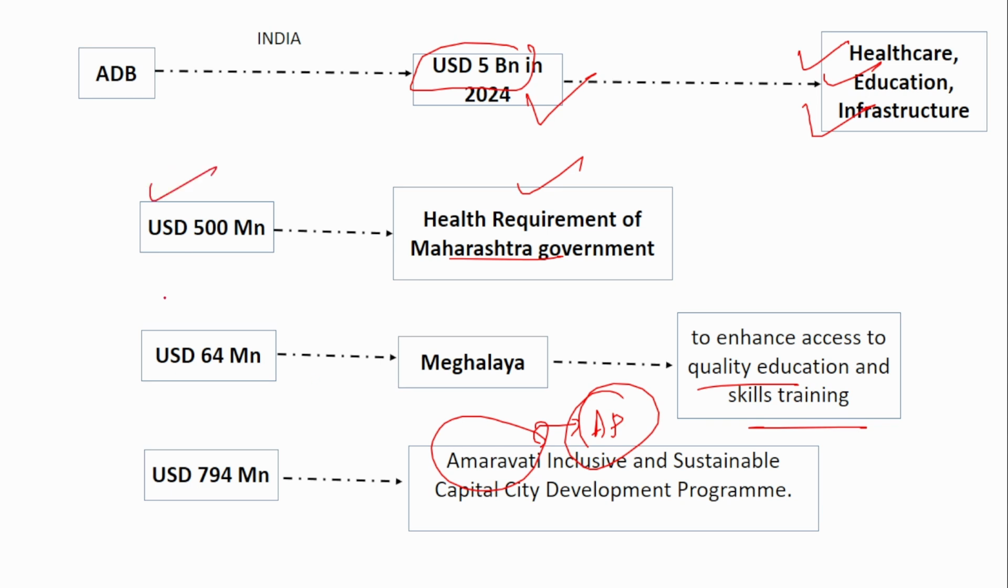So you have to remember each and every number, and also the purpose and to which state it was granted. You have to know that 500 million USD has been given to Maharashtra, and for what purpose? For health purposes, to improve the health of the entire state. You have to remember this, because there are high chances of it being asked in the objective part. So remember $5 billion overall to India, 500 to Maharashtra, 64 to Meghalaya, 794 to the Amravati development.